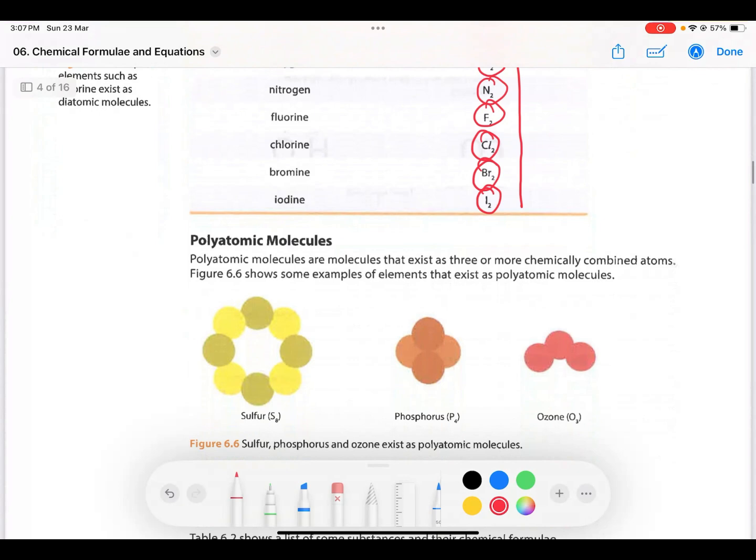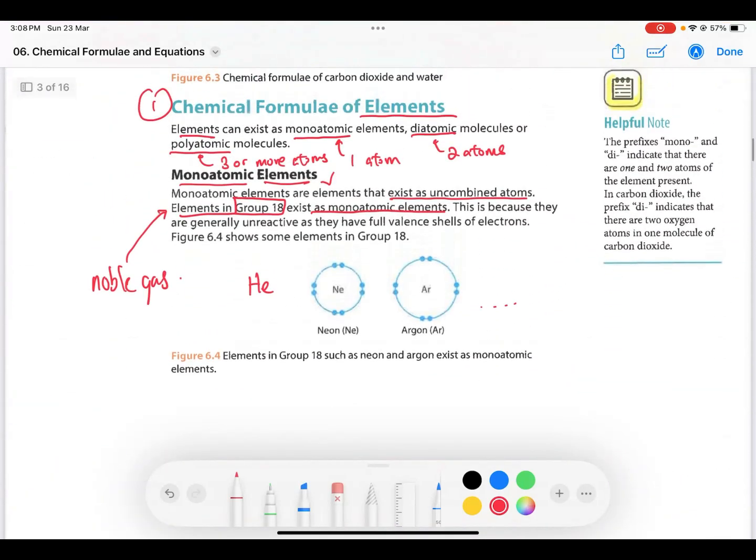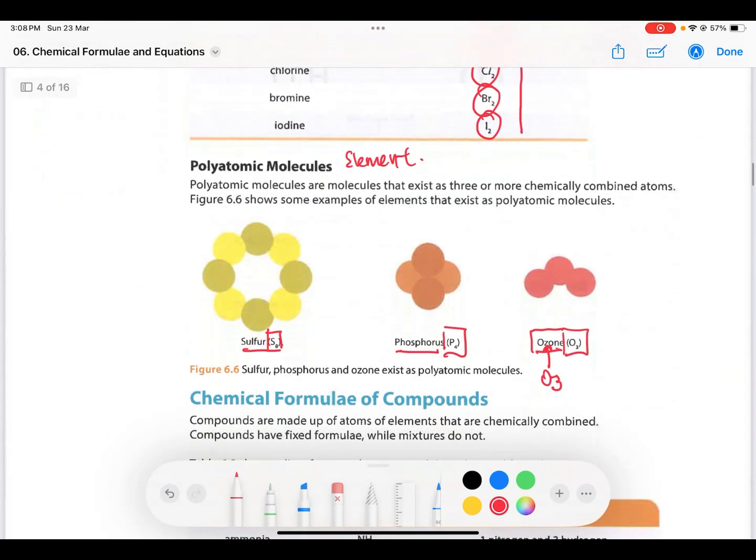Now, how about polyatomic molecules? Which elements actually exist as polyatomic molecules? There are these 3 classic ones: sulfur, typically S8, phosphorus, P4, and the last one is ozone, which is O3. Usually for oxygen, you just take it as O2, unless the question mentions that oxygen exists as ozone. When they mention ozone, then you write O3. Otherwise, when they just say oxygen, you are referring to the diatomic molecule form, which is O2. So these are the chemical formulas for elements: monatomic, diatomic, which is the H7, or polyatomic. Generally you have these three.